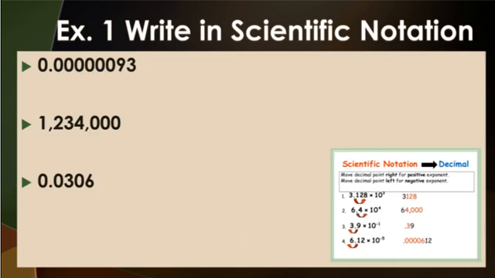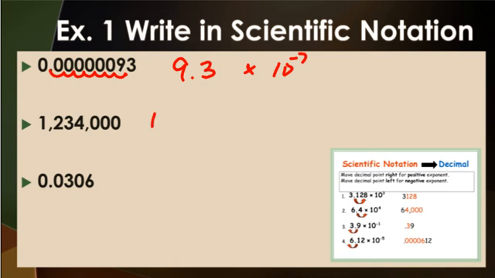Other examples. Here I got a lot of zeros, so this is where writing it in scientific notation makes it a lot easier to read. So I have 1, 2, 3, 4, 5, 6, 7. So I move it 7 places. So 9.3 times 10 to the negative 7th, because the standard form of the number is less than 1.